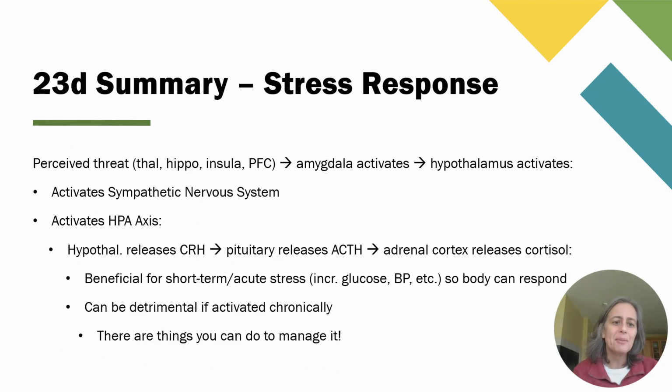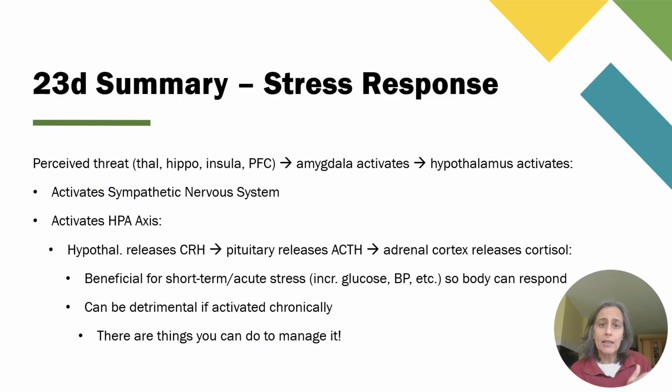Okay, so in summary, the stress response, we have some type of perceived threat, which is determined to be so by the thalamus, the hippocampus, the insula, the prefrontal cortex, and the anterior cingulate cortex. Can't believe I left that out. The amygdala activates, which then activates the hypothalamus, which then activates the sympathetic nervous system. We get our fight or flight response, including stimulation of the adrenal medulla to make norepinephrine.